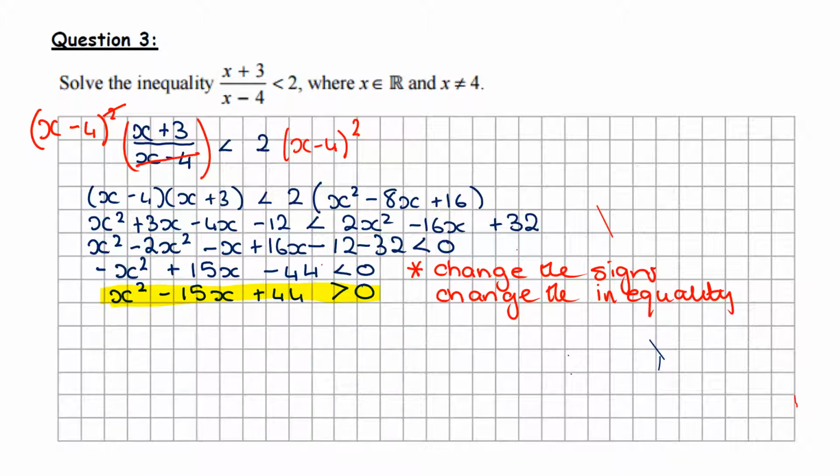So next we're going to change it into an equation to solve it, to find its roots, so we can then sketch it. x² - 15x + 44 equals 0, so (x - 4)(x - 11) equals 0, so I get x equals 4, x equals 11.